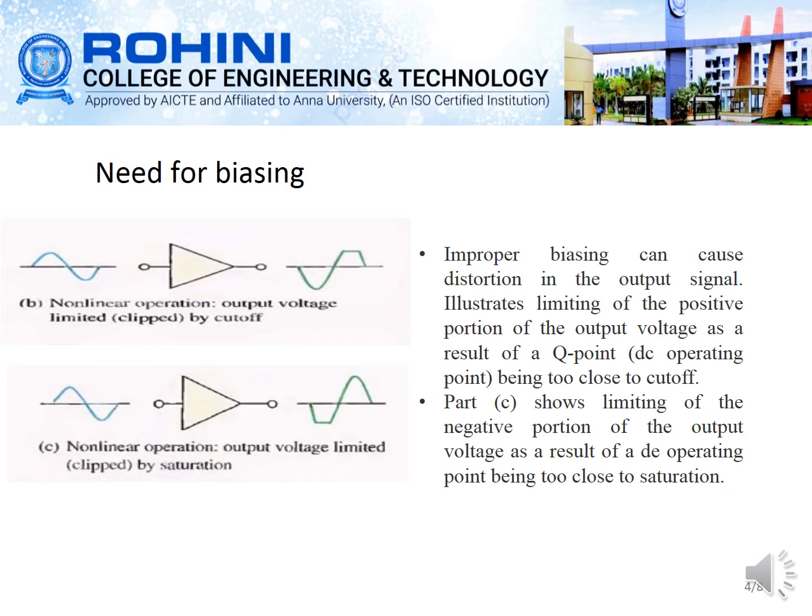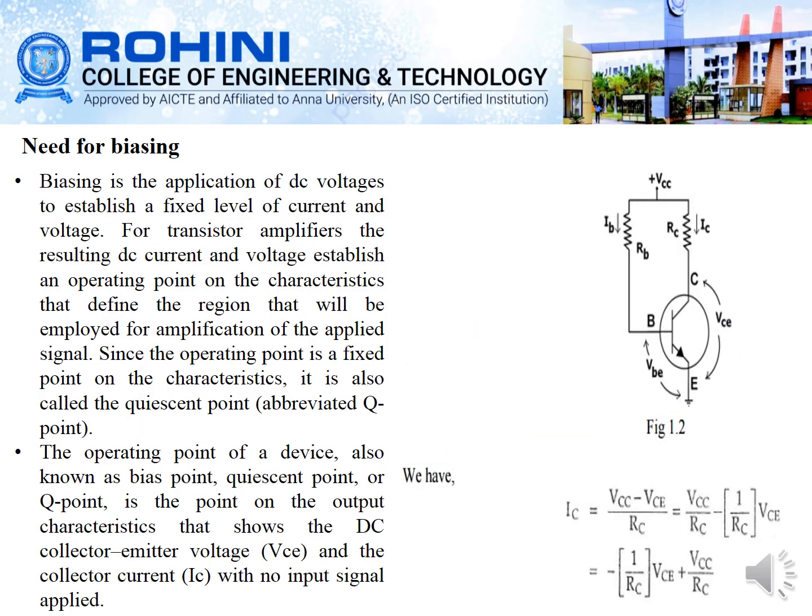If it goes to the cutoff region, there will be a cutoff on the positive side, and if it goes to the saturation region, there will be a cutoff on the negative side. So improper biasing causes distortion in the output signal. You can see the positive output voltages cut off in the cutoff region, and in the saturation region you can see the negative cutoff. There will be a negative distortion, so that there will not be any proper amplification of the signal. Due to these cases, we go for biasing.